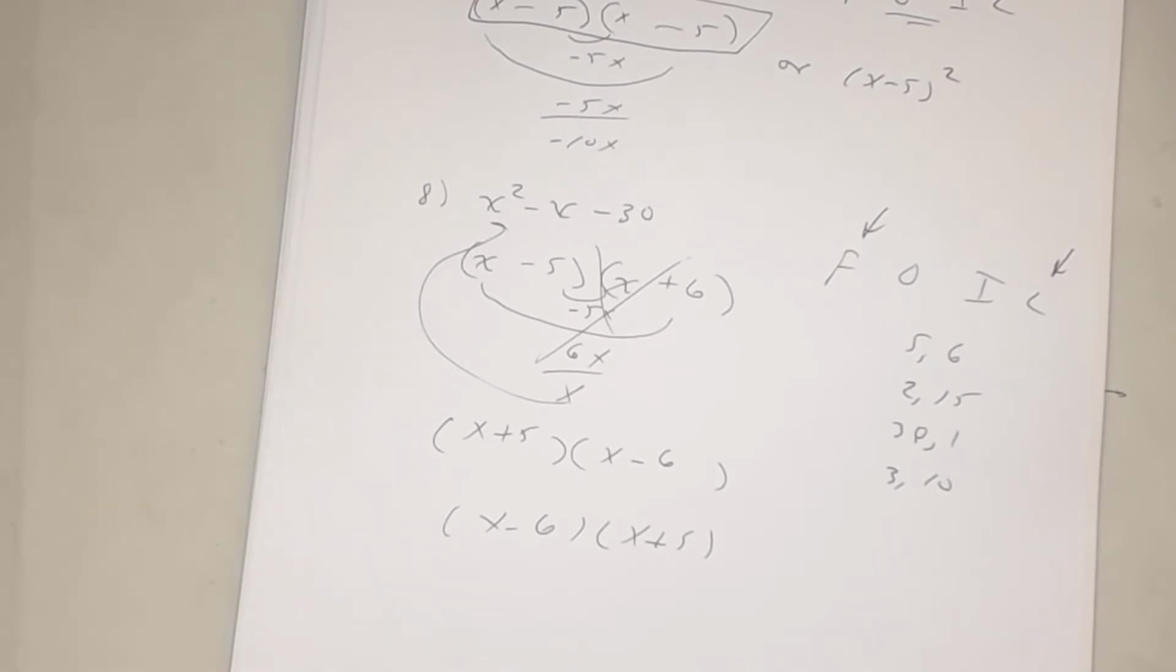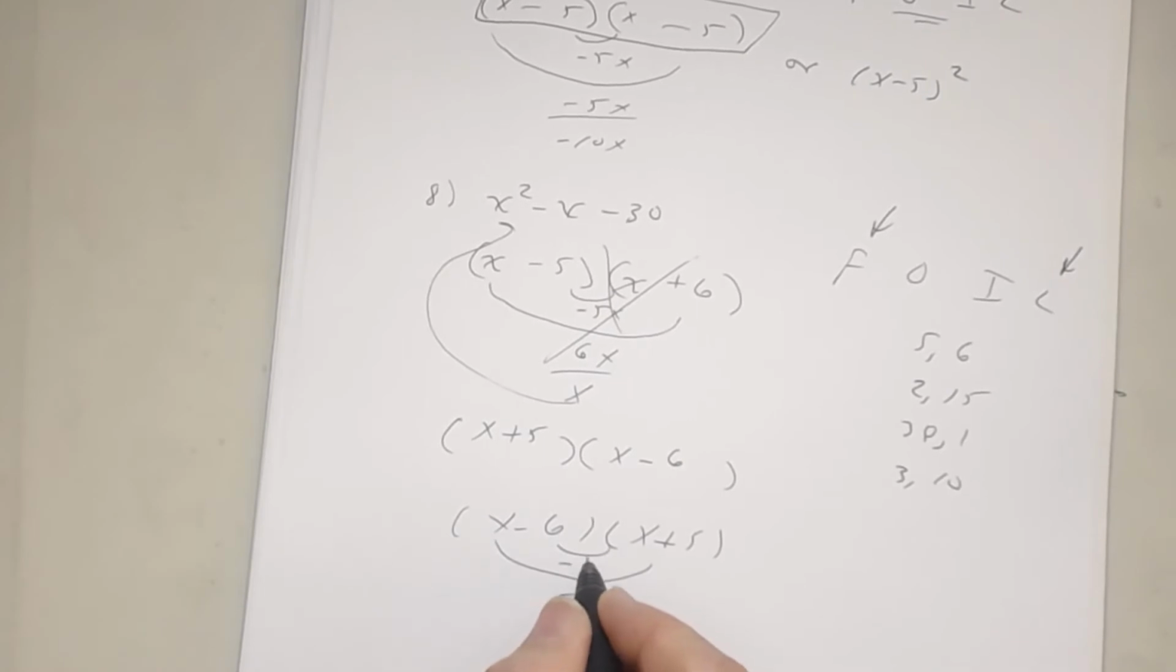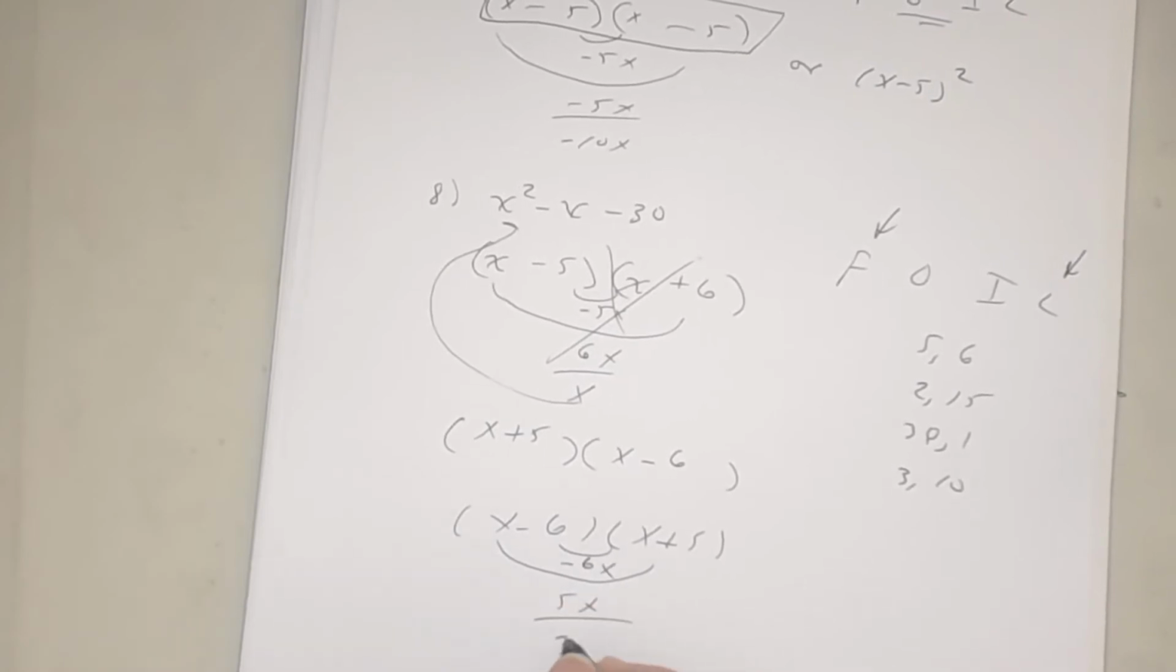Now, check. What's the outer this time? Yeah, now if you did this one, it would have been negative 6x, right? I'm doing this one. So 5x, what's the inner? Negative 6x. When I add them up, what do I get? Which is what I wanted. So here's your answer.